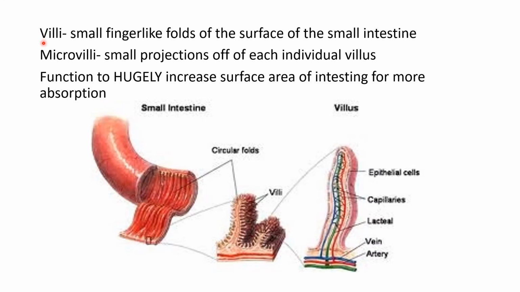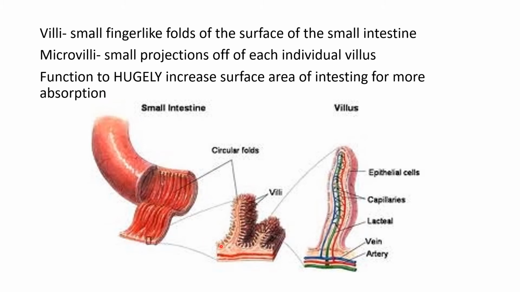An important feature of the small intestine are these little structures called villi. These are little finger-like folds that are poking out of the small intestine. When you're looking at the inside of it, it looks smooth, but it's actually coated in all of these finger-like little nubs sticking off of the surface. And then each of those villi is coated further in tons of individual little microvilli.